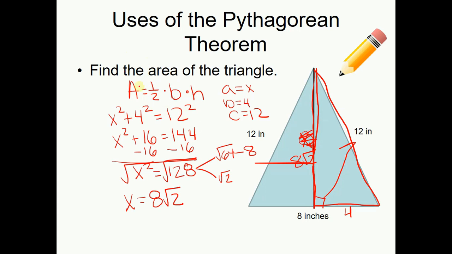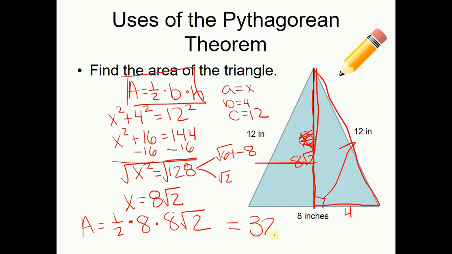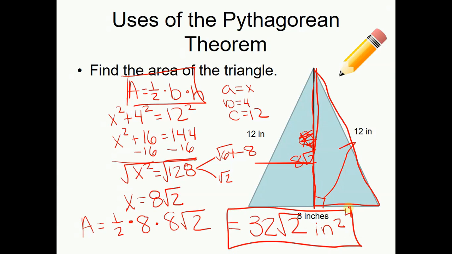which means I can now find the area of my triangle. So area equals 1/2 times my base, which of the full triangle is 8 inches, times my height, which is 8 square root of 2. Don't worry about the square root. He's fine. Let's just multiply all the numbers on the outside. So 1/2 times 8, half of 8, that's 4, times 8, 32, and then I just attach the square root of 2. So my triangle has an area of 32 times the square root of 2 inches squared.